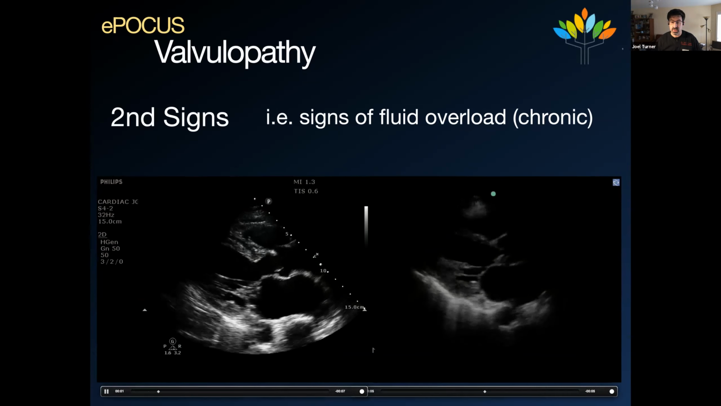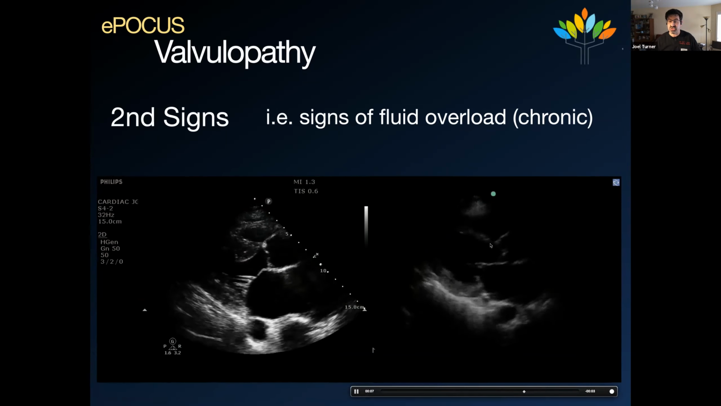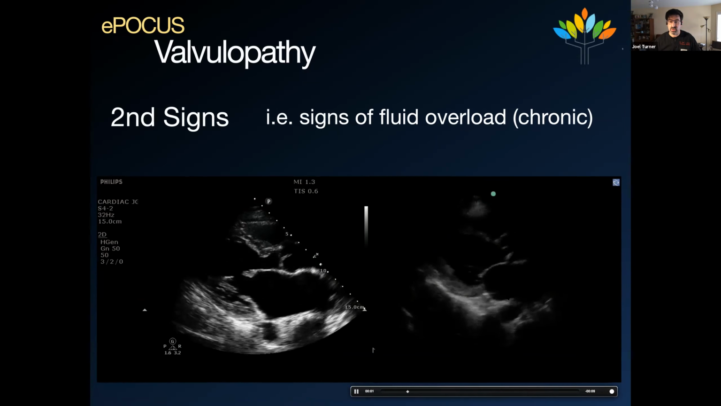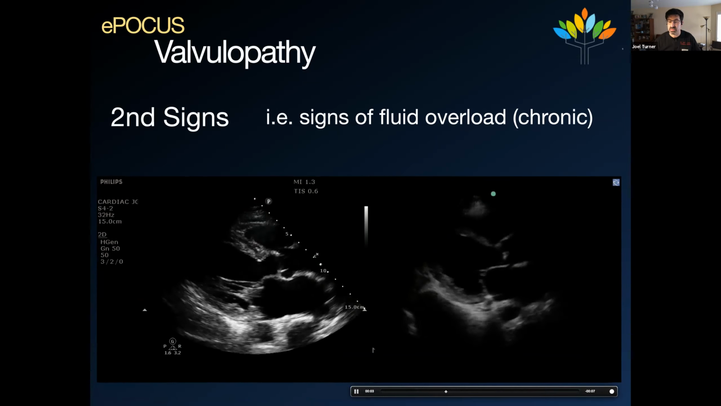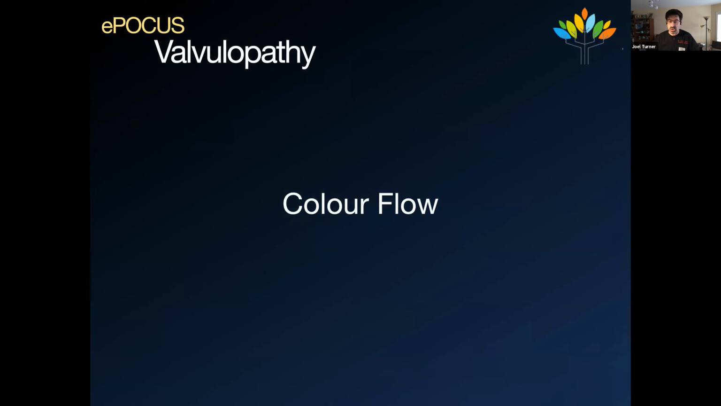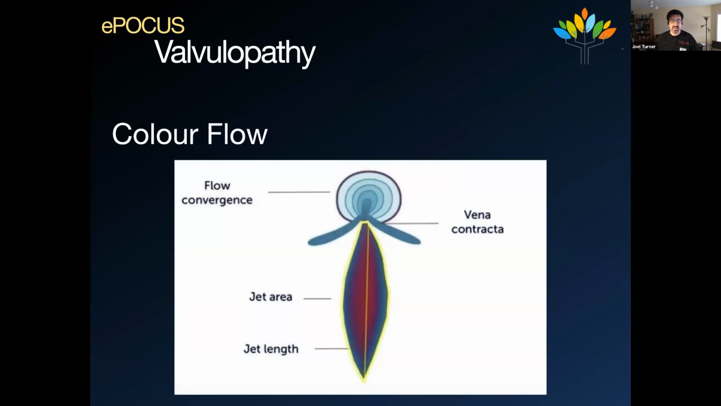And then this patient here who has severe LV dysfunction, again, suggests that maybe there's some chronic fluid overload, and maybe that needs to be assessed. But the real art of assessing the function of the valve really comes when you assess for color flow. This is the anatomy of every single regurgitant jet that you will see. It has three components.